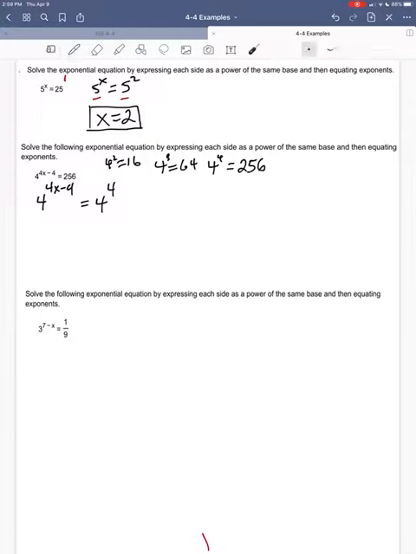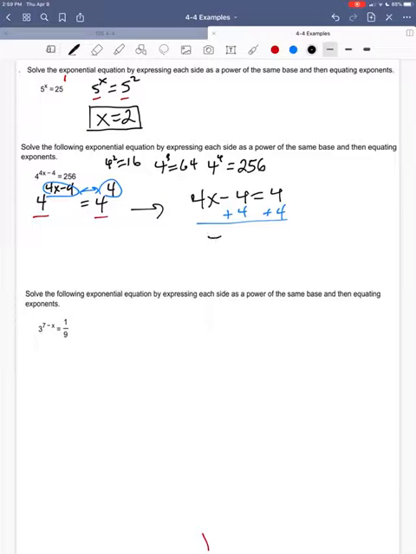Now I have equal bases on both sides. So I can just equate the exponents. And so if I equate the exponents, I would get 4x minus 4 equals 4, right? Those are the exponents here. I just set those equal to each other. So I'd add 4 to both sides. That gives me 4x equals 8. And if I divide both sides by 4, I get my solution of x equals 2.